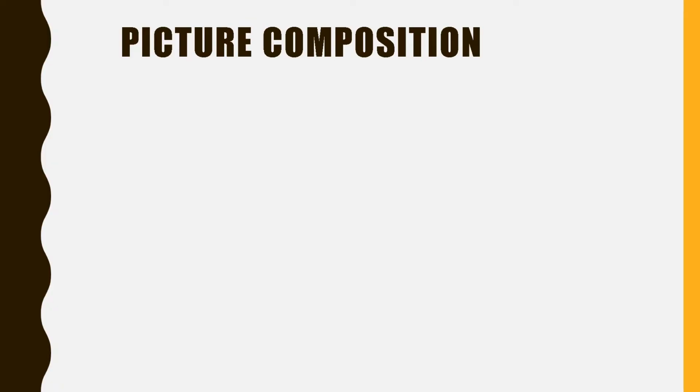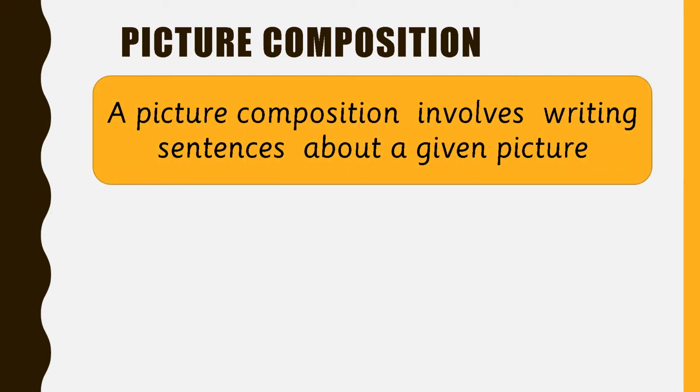A picture composition involves writing sentences about a given picture. This means that there will be a picture given to you and you need to write a few sentences describing the picture. Isn't it interesting? Yes. But how can we do that? In order for you to describe a picture, you need to first carefully observe the picture and then describe it in meaningful sentences.